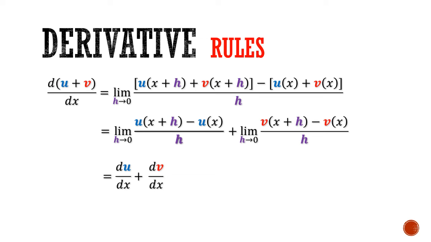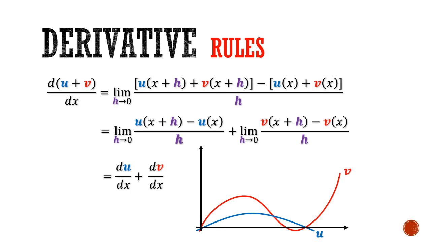This tells us that the derivative of the sum of 2 functions is the sum of the respective derivatives of the individual functions. So graphically, what does this mean? If I take this blue function and I add it to this red function, and I get the sum, this green function, the gradient at any point of the green function will be equal to the gradient of the blue function plus the gradient of the red function as well.